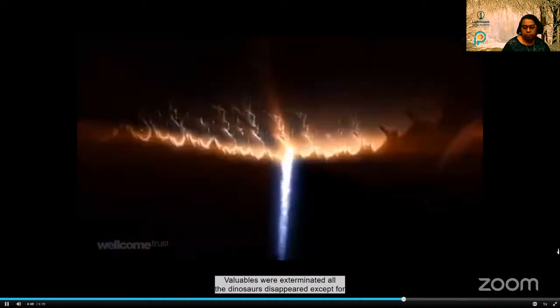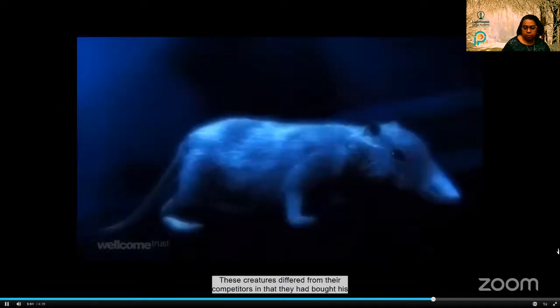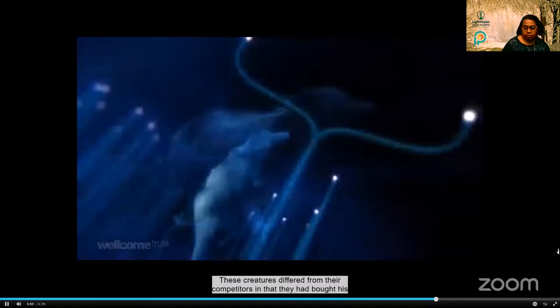But 65 million years ago, a great disaster overtook the Earth. Whatever its cause, a great proportion of animals were exterminated. All the dinosaurs disappeared except for one branch, whose scales had become modified into feathers. They were the birds. While they spread through the skies, a small, seemingly insignificant group of survivors began to increase in numbers on the ground beneath. These creatures differed from their competitors in that their bodies were warm and insulated with coats of fur. They were the first mammals.